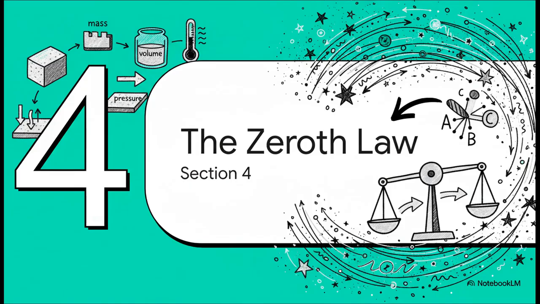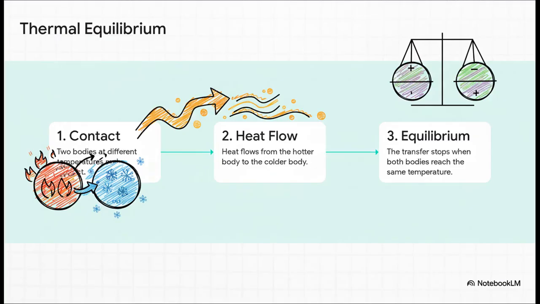Okay, this is it. We've got our toolkit: mass, volume, pressure, and temperature. Now we're ready to put them all together to understand one of the most fundamental rules of the entire universe. It's so important, in fact, they actually had to go back and call it the zeroth law of thermodynamics. You already know how this works. You've seen it a million times.